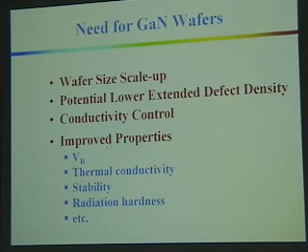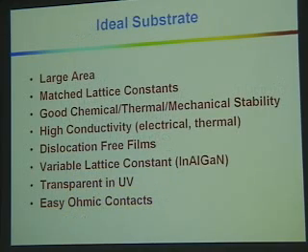There are also other improved properties. The breakdown voltage for some substrates is a problem. Thermal conductivity needs to be high for some applications, particularly power devices. You need to have thermal, mechanical, chemical stability, which can be an issue with some other substrates. You need to have radiation hardness if you're going to talk about space applications, etc. So there is a need for gallium nitride substrates, and folks in many laboratories are trying to produce large area freestanding gallium nitride.